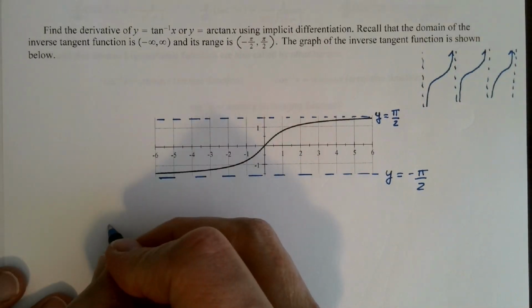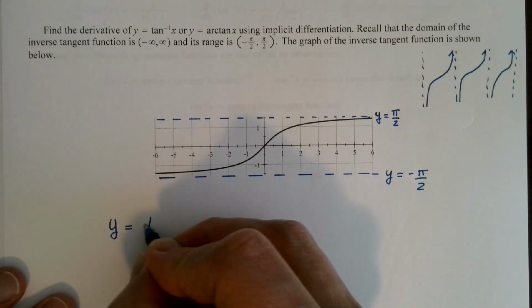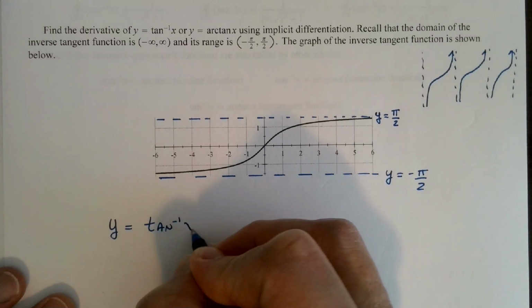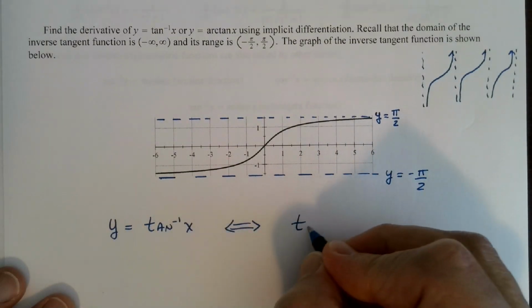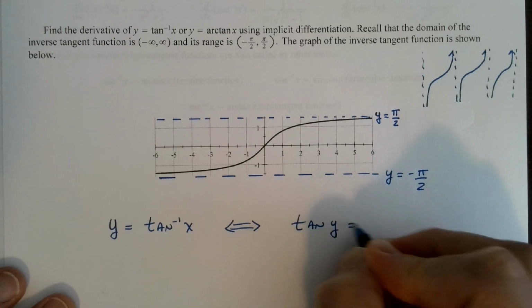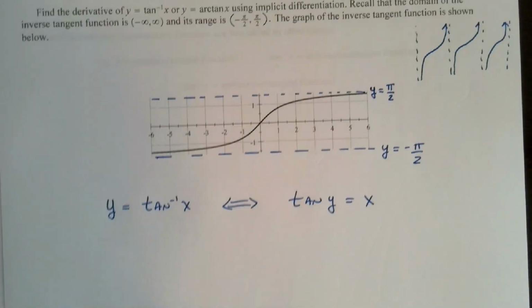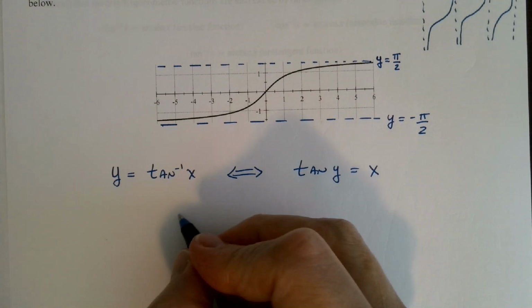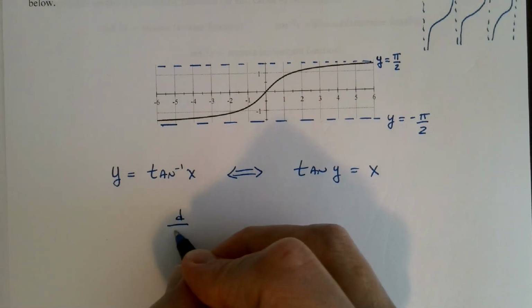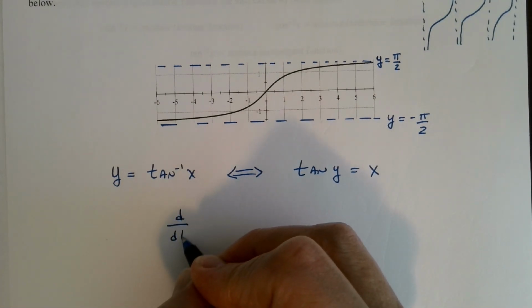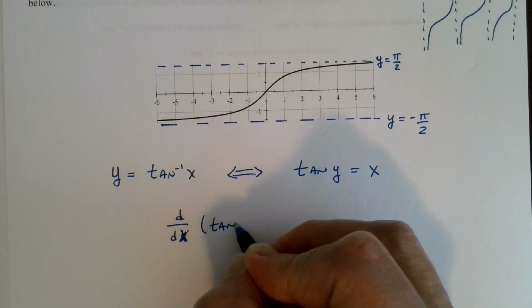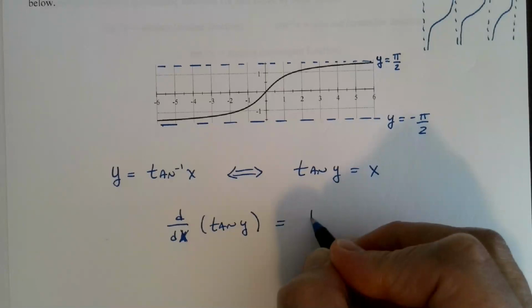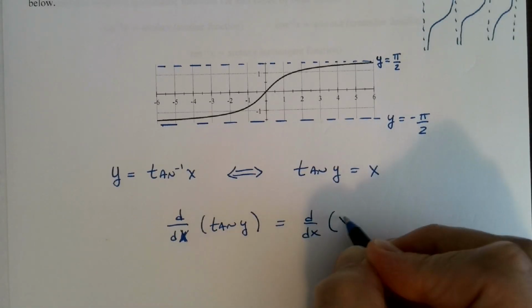We'll start with the fact that y is the tangent inverse function, or arctangent function, and that's true if and only if what? If and only if tangent of y is x. That's the inverse relationship. And now take the derivative with respect to x of both sides of this equation.